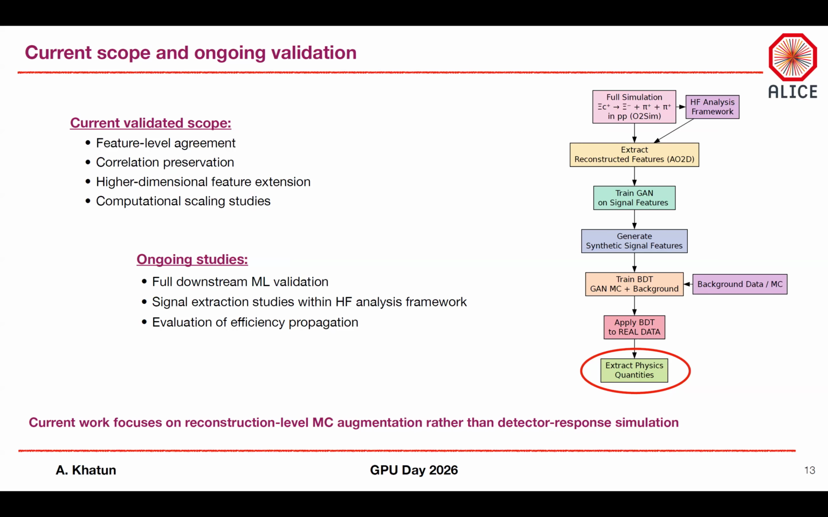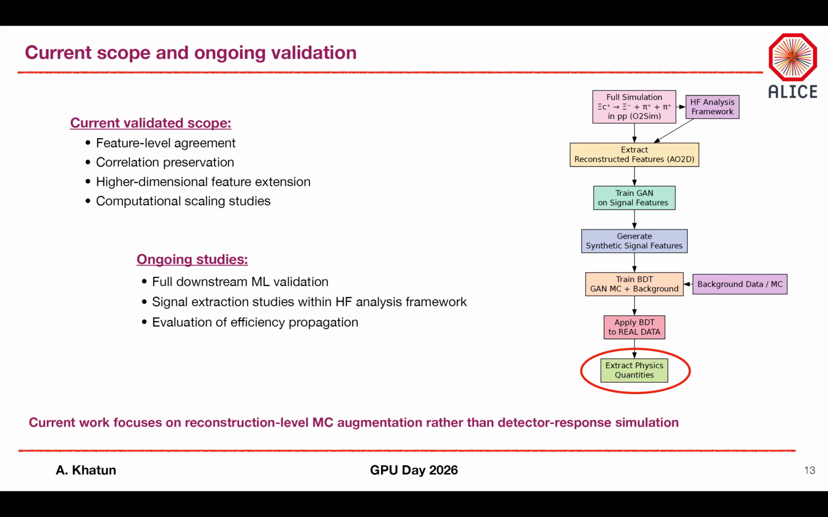We did validation for feature label augmentation, correlation preservation, and also we could expand the features, and we showed that the network works, and also did computational scaling studies. But finally, we also need to validate the downstream and the full analysis chain. So this is the ongoing work.